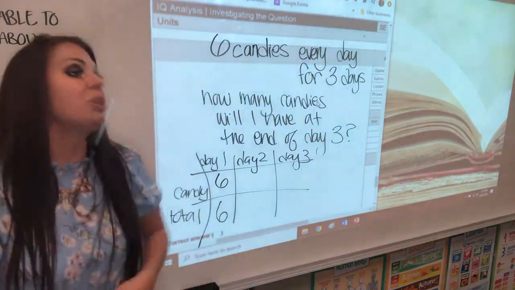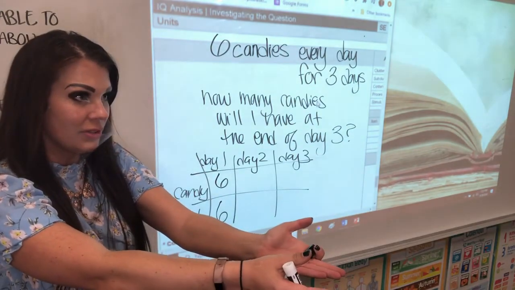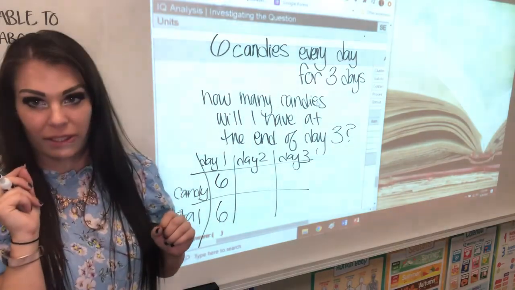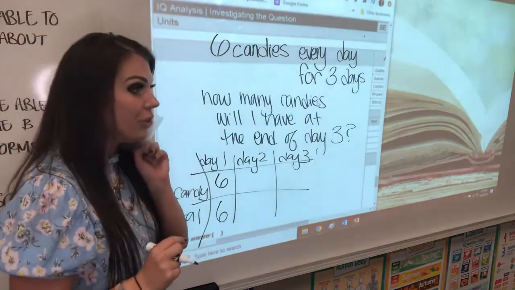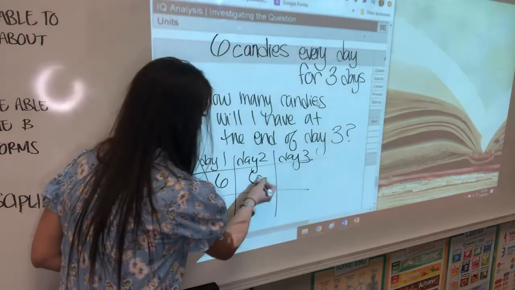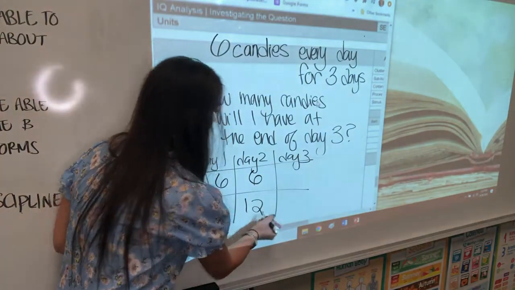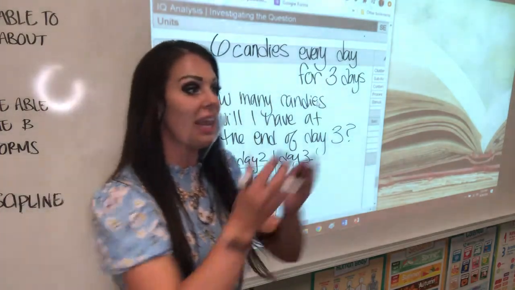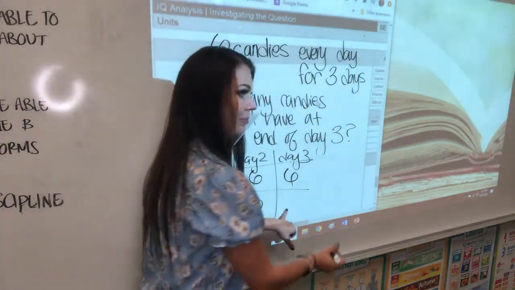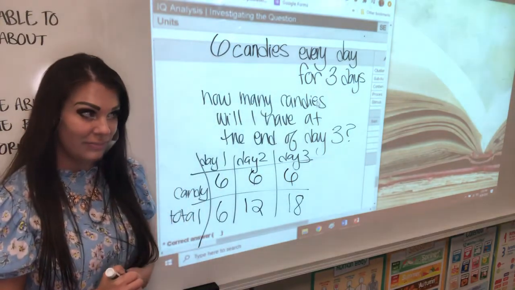Day 2, you wake up. How many candies are you getting? 6. Slow down. Listen to what I'm asking you. So now what is your total? 12. On day 3, you're getting how many? 6. So now what is your total? 18. Do you see it now?